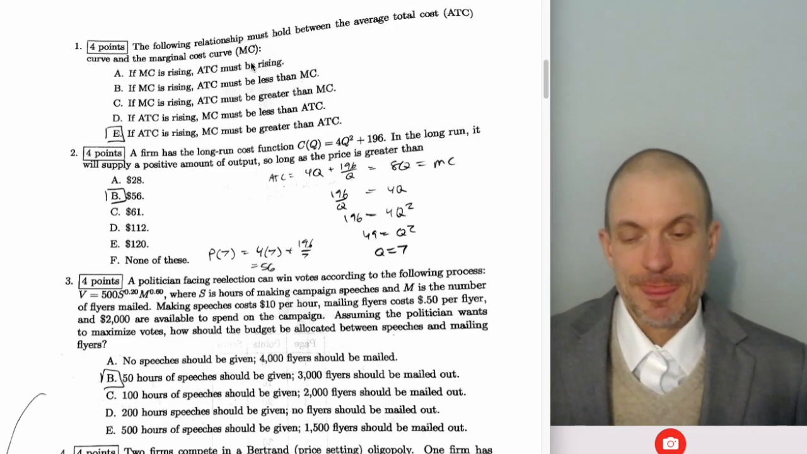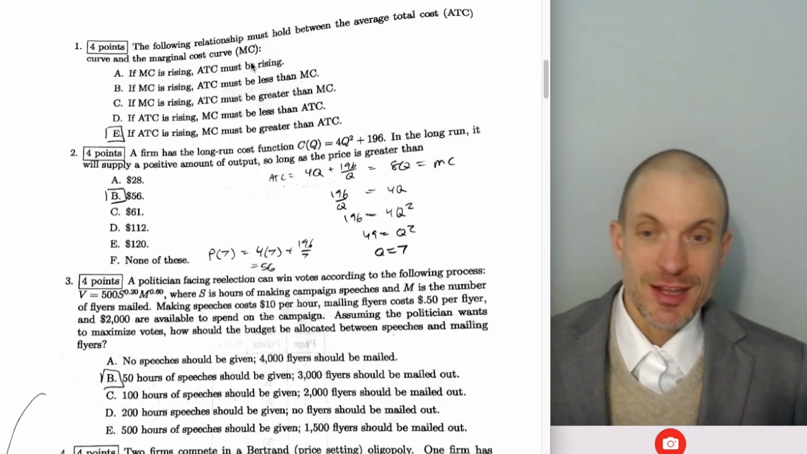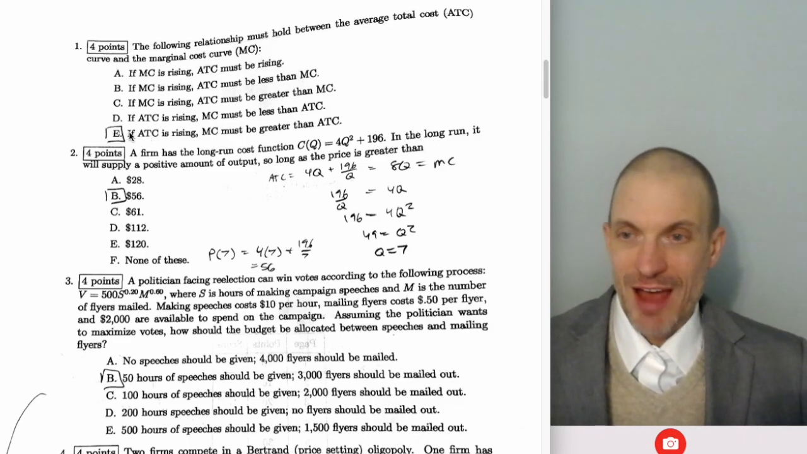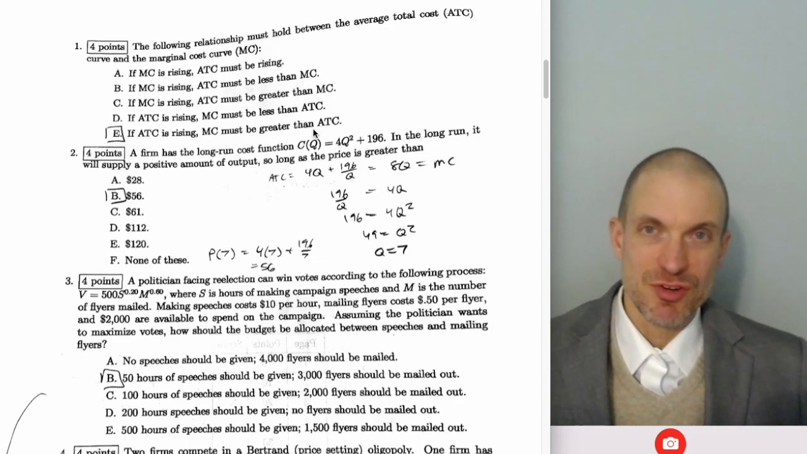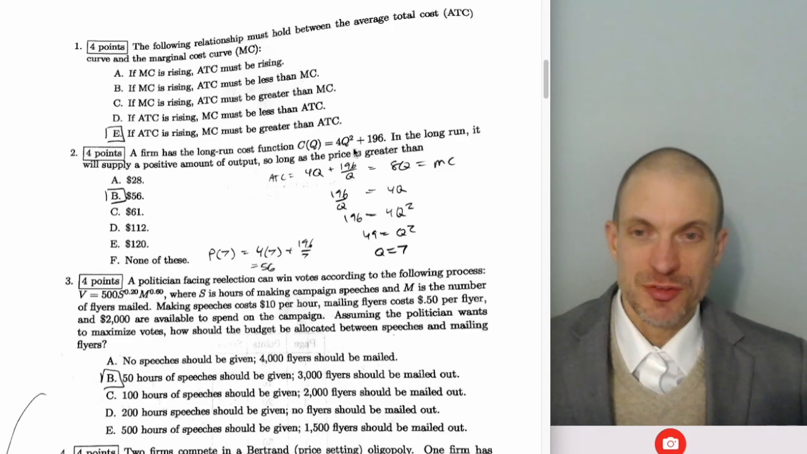Think of a batter, softball or baseball or whatever. Your game batting average is like your marginal. If you have a good game, it'll raise your season batting average, right? That's like the average. If you have a bad game, it'll bring it down. Anytime you have a good game, it raises your season average. So if my season average, average total cost, is rising, marginal cost is greater than average total cost is the answer.